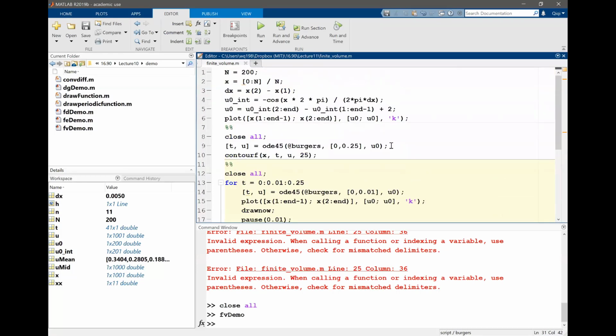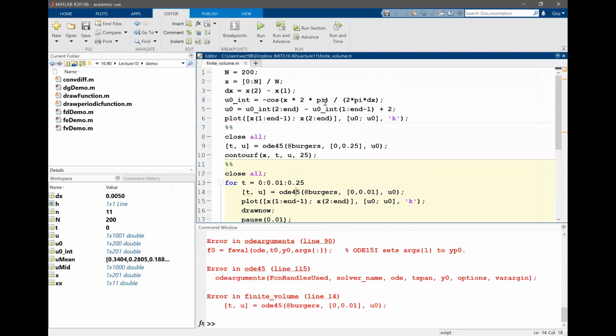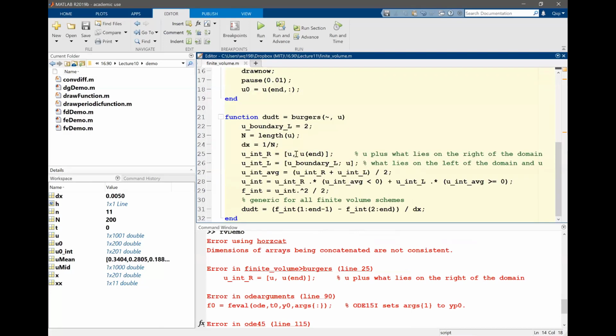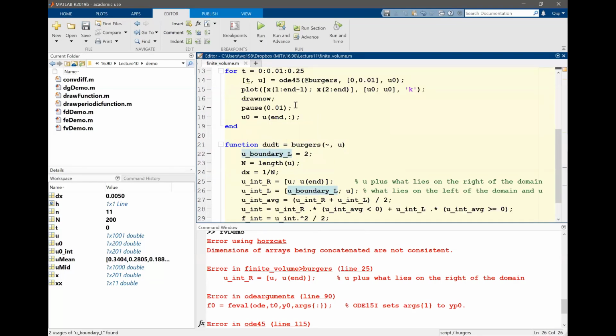So if we run the code with boundary conditions, let's initialize this and run this. I think we get a dimension of arrays error. Oh, I think I should be using semicolon instead. Let's run this again.